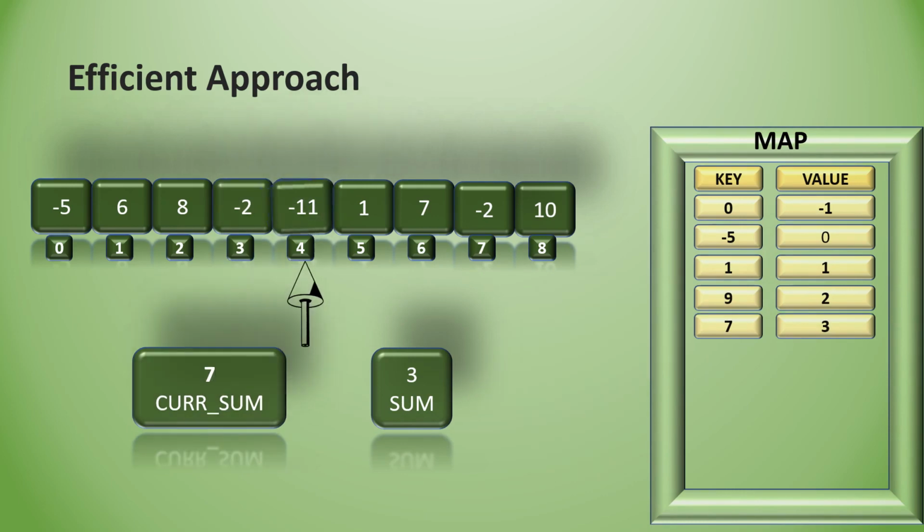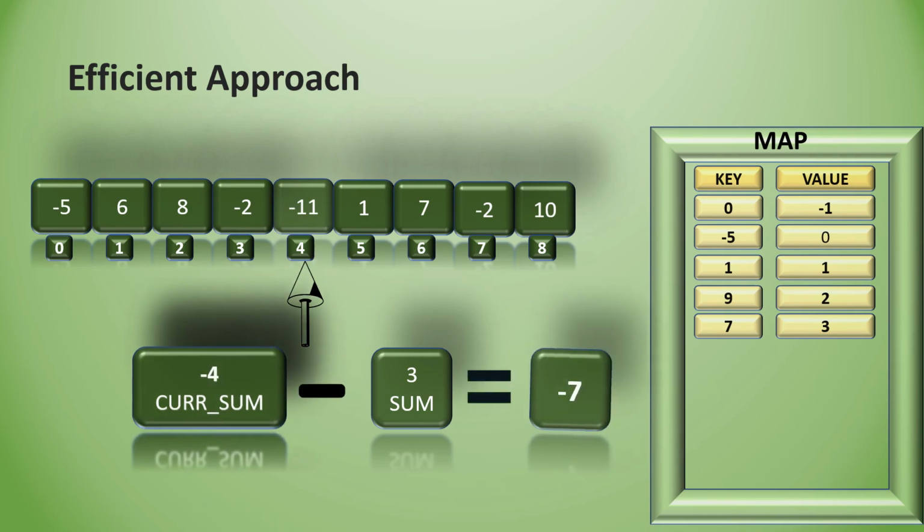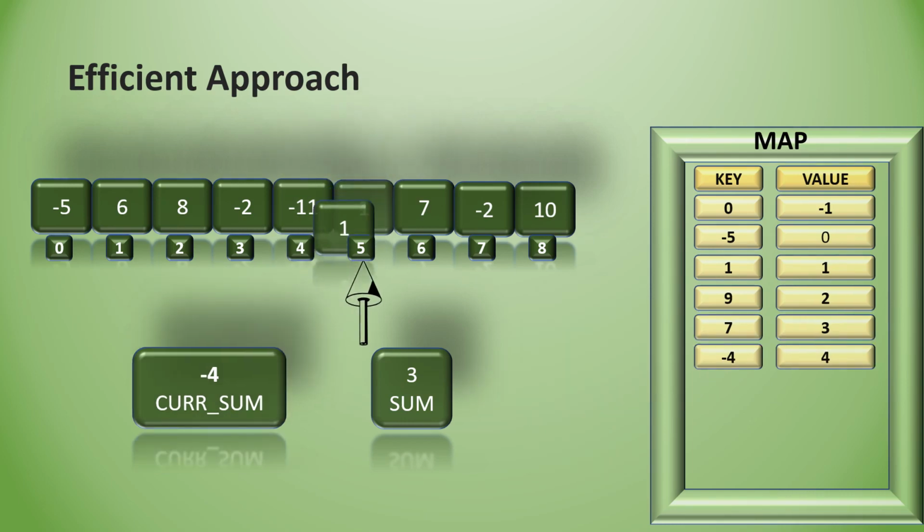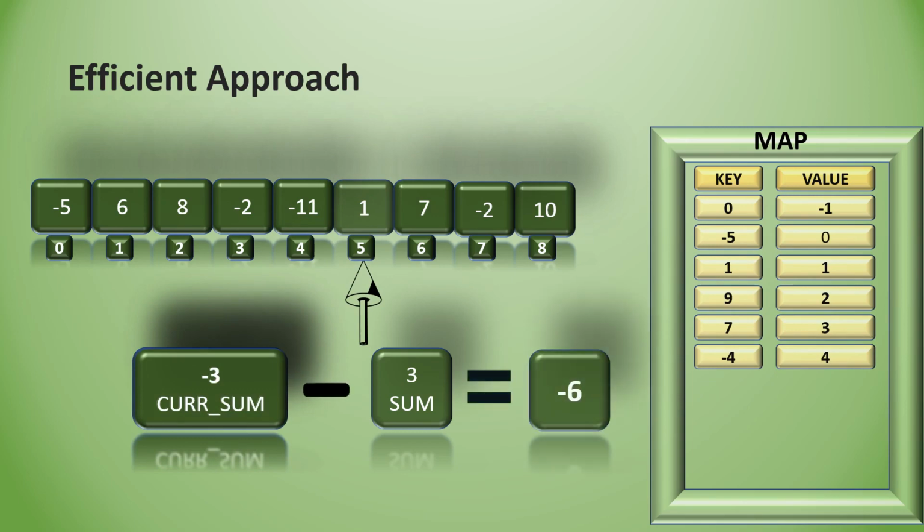I get -11, add -11 to the sum, it becomes -4, find current sum minus sum which is -7 in the map, but -7 is not present in the map, so add the current sum and index in the map and move the pointer. I get 1, add 1 to the sum, it becomes -3, find current sum minus sum which is -6 in the map, but -6 is also not present in the map, so add the current sum and index in the map and move the pointer.